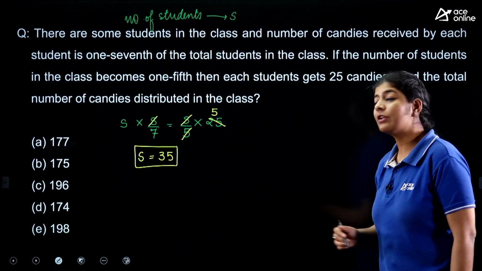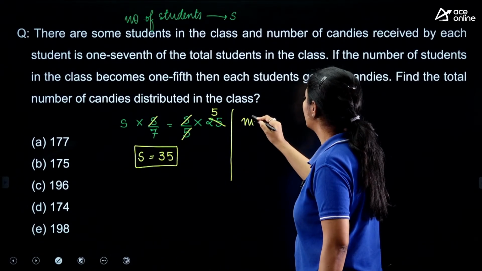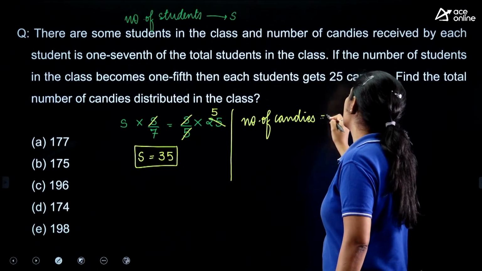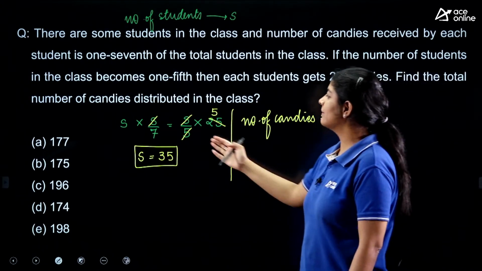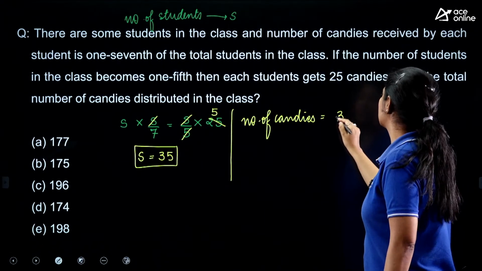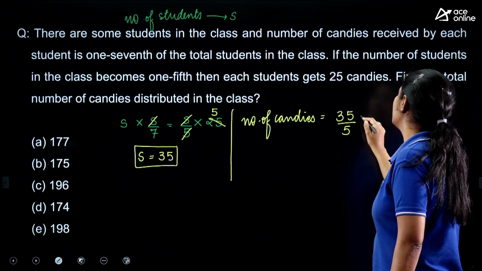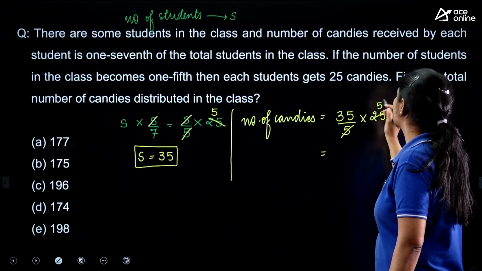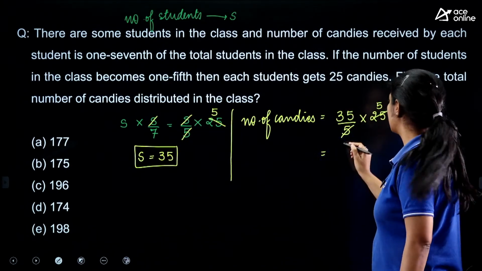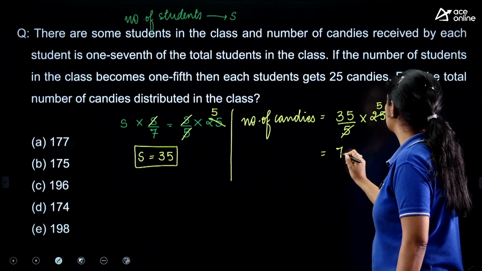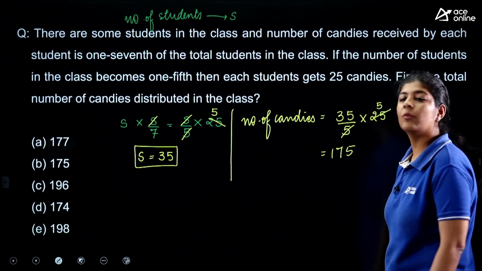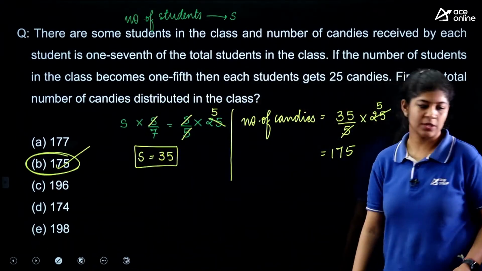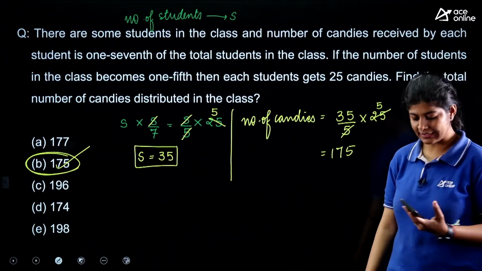Now the question says that we need to calculate the number of candies. The number of candies can be calculated by simply putting the value of S over here. So 35 divided by 5 and each got 25, right? You can put the value in either of the formulas that you have. Here we got 175. We got 175 as our answer. Option number B is the correct one. Clear? This is a very easy one.